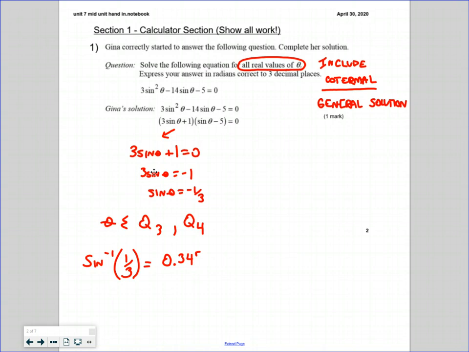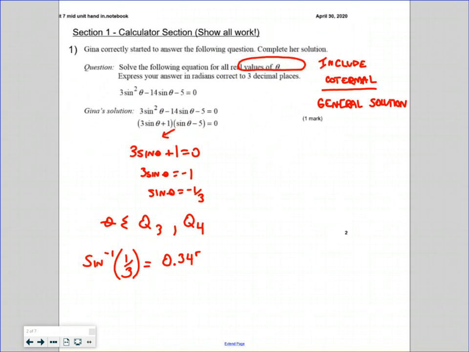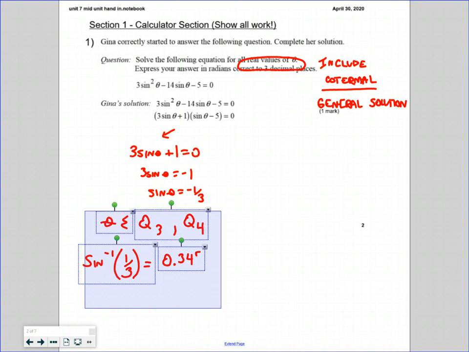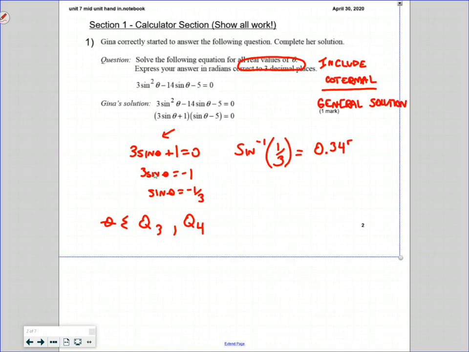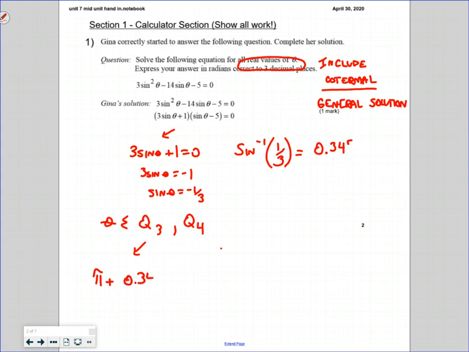So let's do that calculation now. Let's move this over. In quadrant 3, it's pi plus the reference angle, so pi plus 0.34 radians should give us, rounded to the nearest tenth, 3.5 radians. And in quadrant 4, it's 2 pi subtract the reference angle, which gives us 5.9 radians.